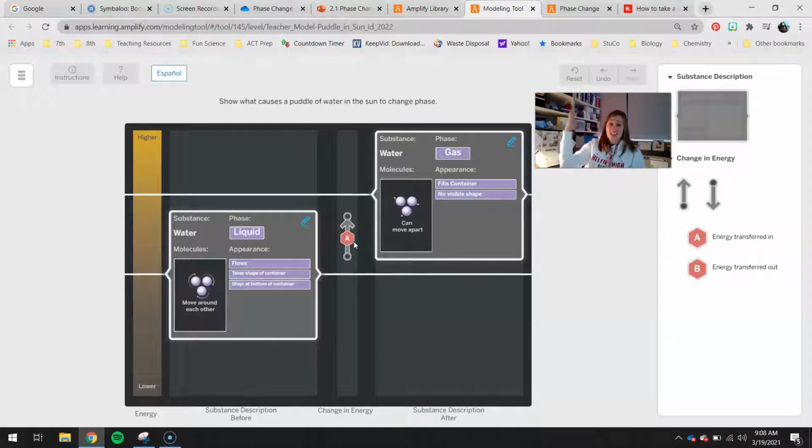That comes from the sun. That's giving heat to that puddle and giving it energy. So making those liquid molecules start to move faster until now they're moving so fast because they have so much energy that they're starting to move away from each other and evaporating.